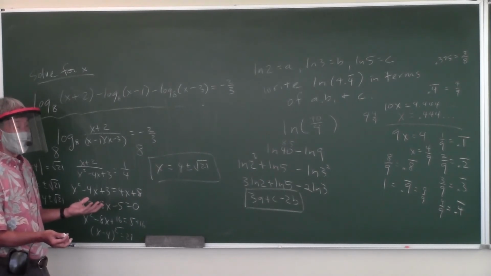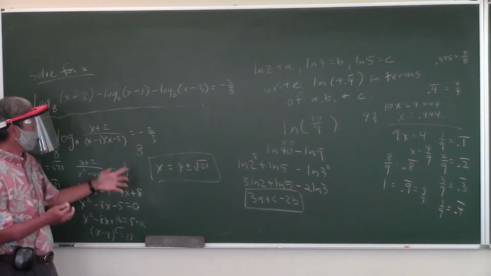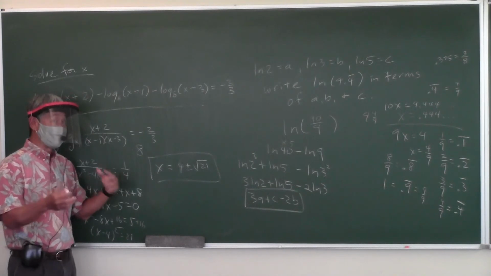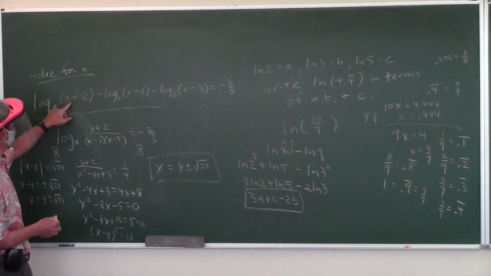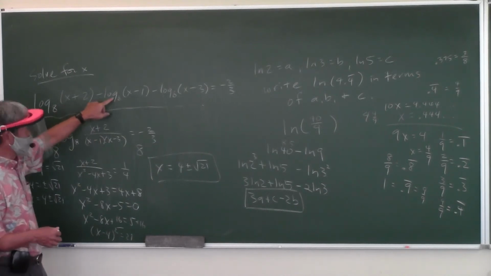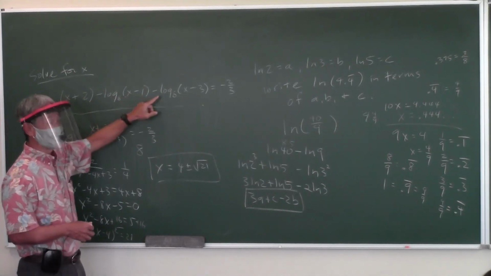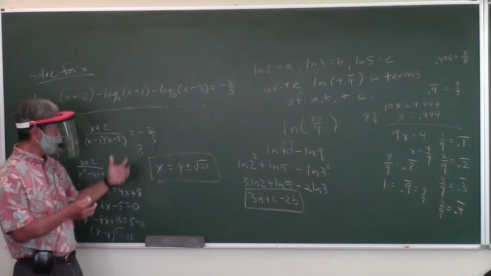Because the square root of 16 is 4, right? So 4 plus root 21 is about 8 point something. So if x is 8 point something, is that 8 point something plus 2 positive? 8 point something minus 1 positive? 8 point something minus 3 positive? Yeah, so that one's good.